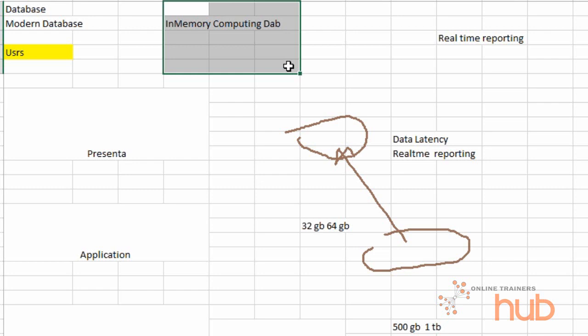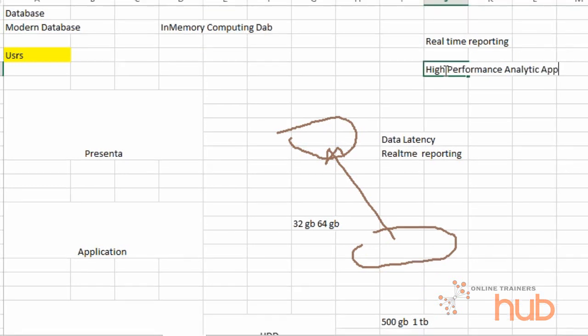So for this particular purpose, in-memory computing has been introduced, and HANA is one such in-memory computing database. We call HANA the High Performance Analytical Appliance. This is what HANA stands for. So is the concept clear to you? What I'm talking about here?